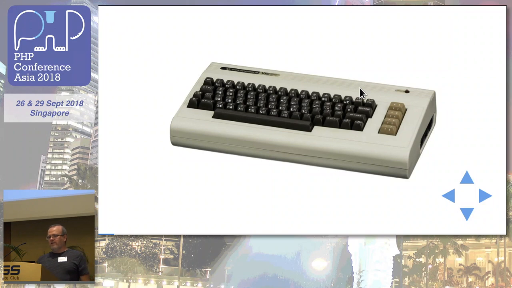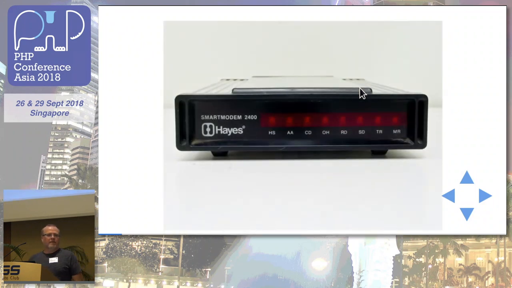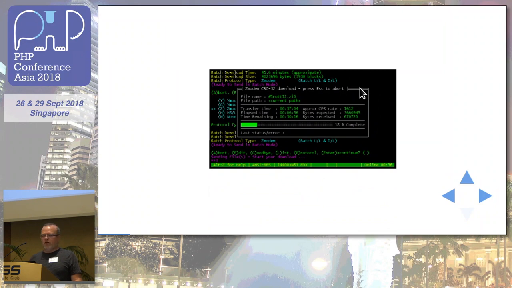Had a VIC-20, Commodore 64, Hayes modem. This was how I connected to the internet. There wasn't an internet, but to BBSs and things back then. So this was my world growing up, sitting there and waiting for Z modem to download stuff for hours and hours and hours.